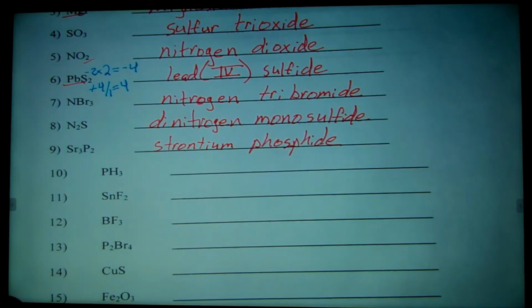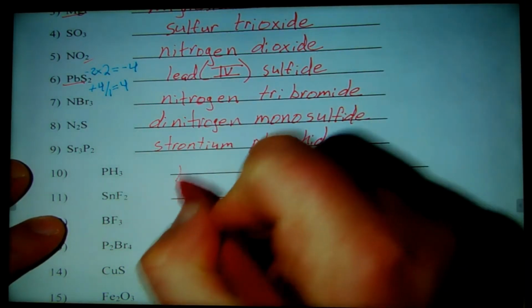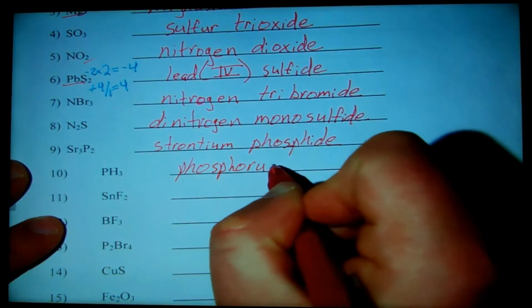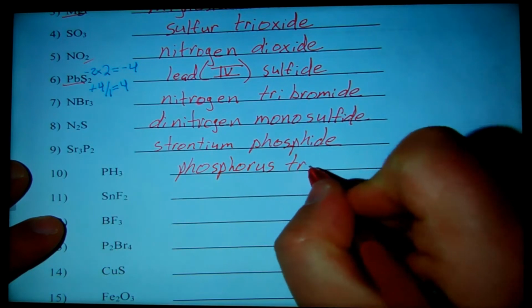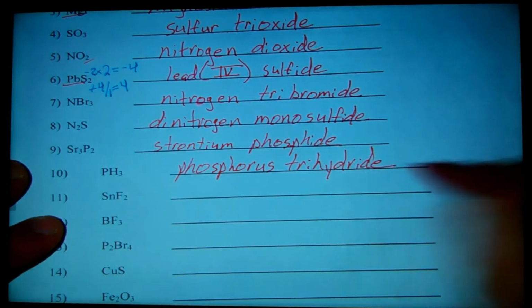All right, number 10, PH3. Hydrogen is one of those little tricks in there. Hydrogen is a non-metal, even though it's over on the left. So phosphorus is a non-metal, hydrogen is a non-metal. So it's phosphorus, tri for 3, hydride. That's the trickiest word. Trihydride.